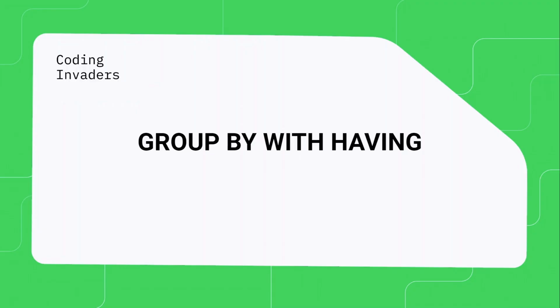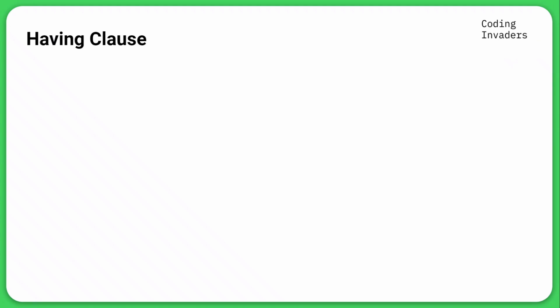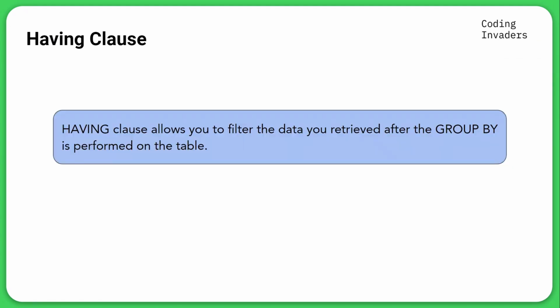In this video, we are going to learn how we can filter the aggregated values using group by with having. So what is the having clause and why do we need it? Well, the having clause allows you to filter the data you retrieved after the group by is performed on the table. And what is group by? In group by, we group together the rows containing the same value.